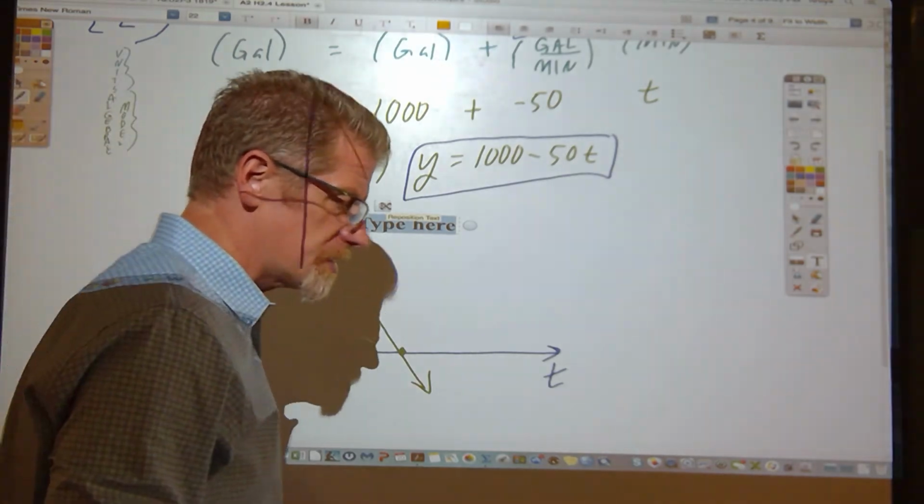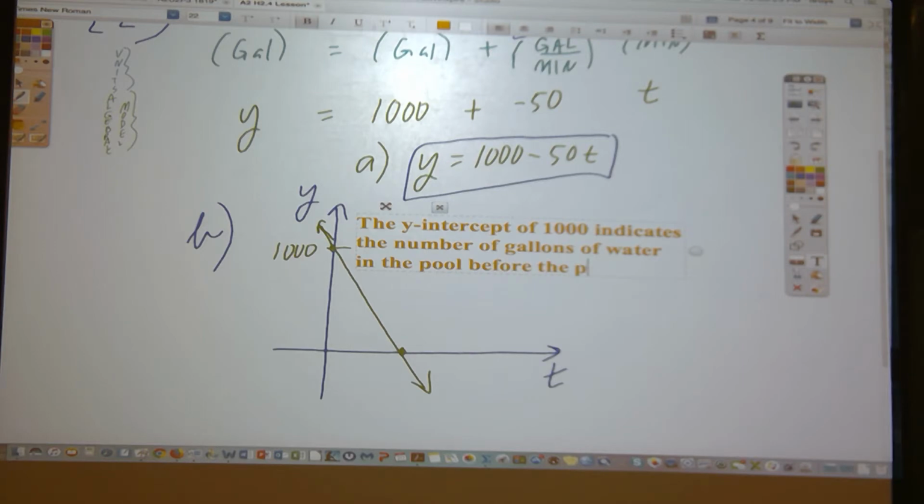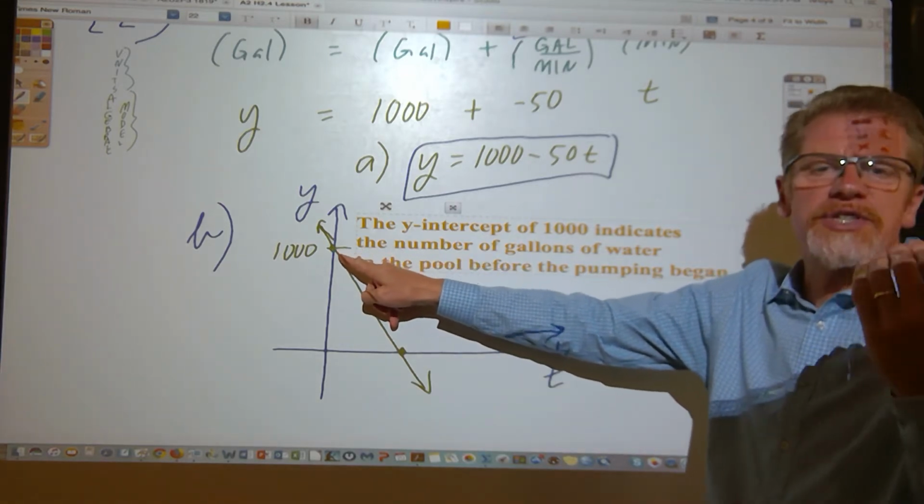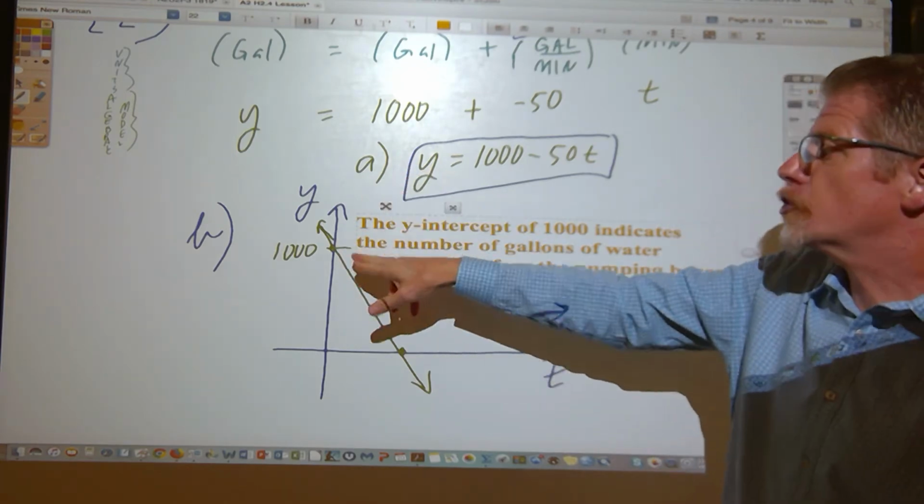So I want to type in the meaning of the y-intercept. So here's how we could type it. We could say that the y-intercept of 1,000 indicates the number of gallons of water in the pool before the pumping began. So it's the initial amount of water before the pump began. So that's the interpretation of the y-intercept.